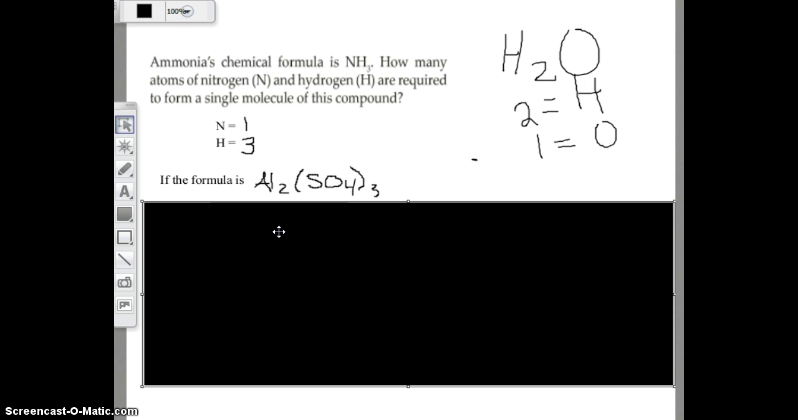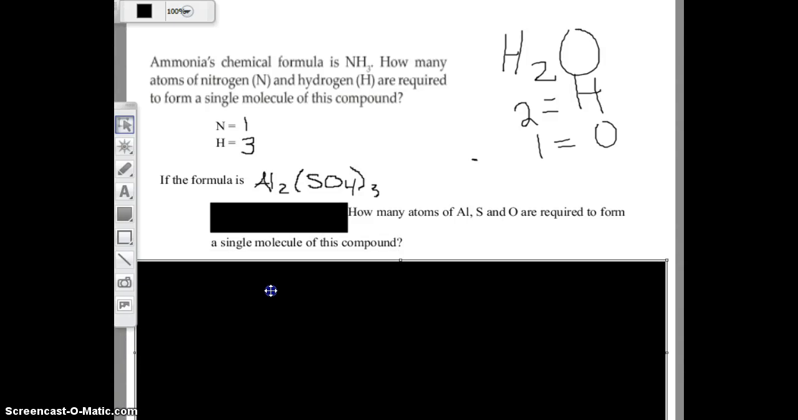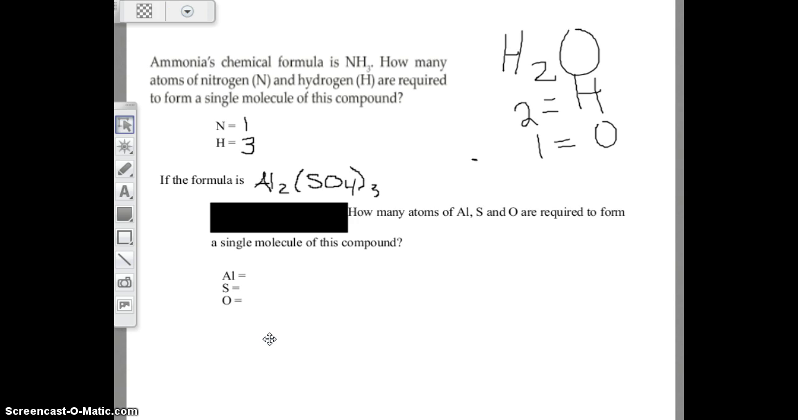If the formula is Al2(SO4)3, how many atoms of aluminum, sulfur, and oxygen are required to form a single molecule of this compound? So how many aluminums are there? There's 2. How many sulfurs are there? Now don't forget, you have to distribute this 3. So how many sulfurs? 3. And how many oxygens? Again, you need to distribute. 3 times 4 is 12.